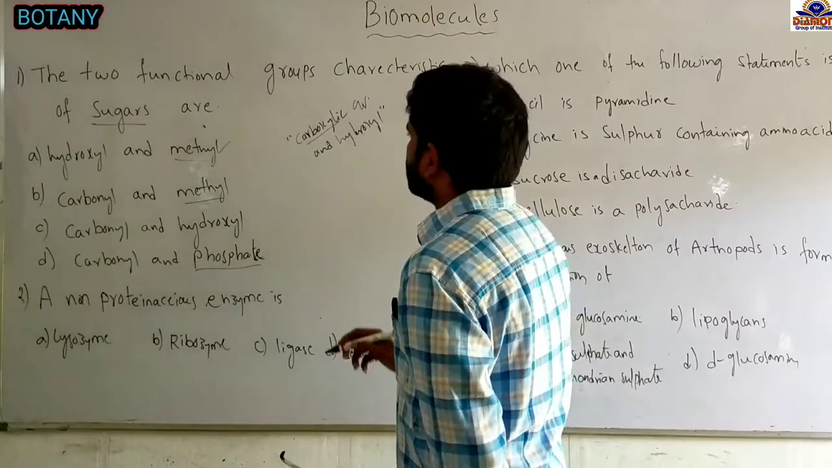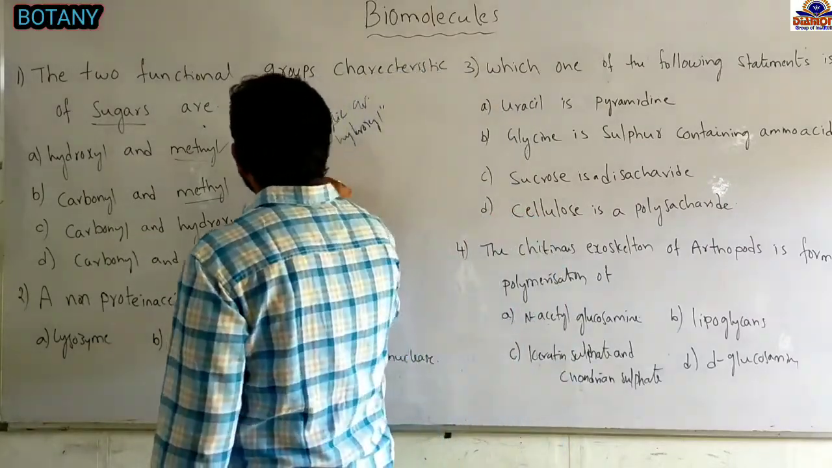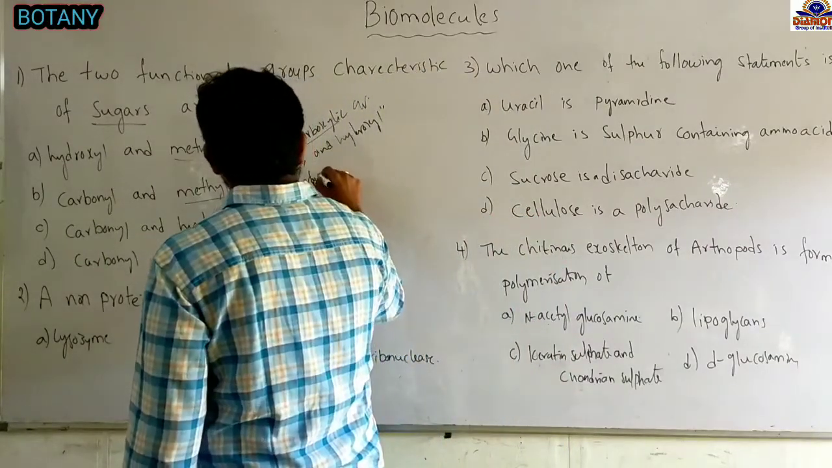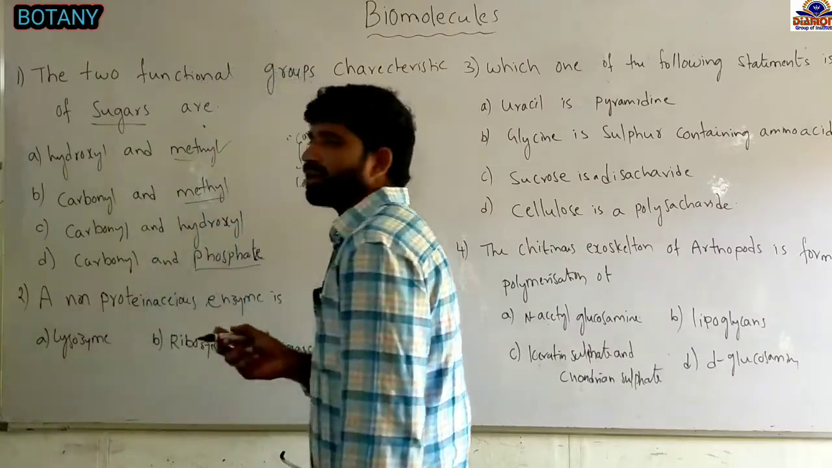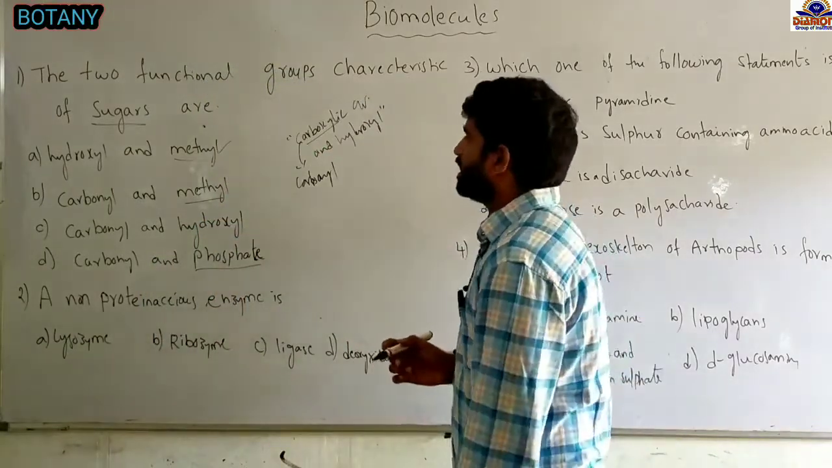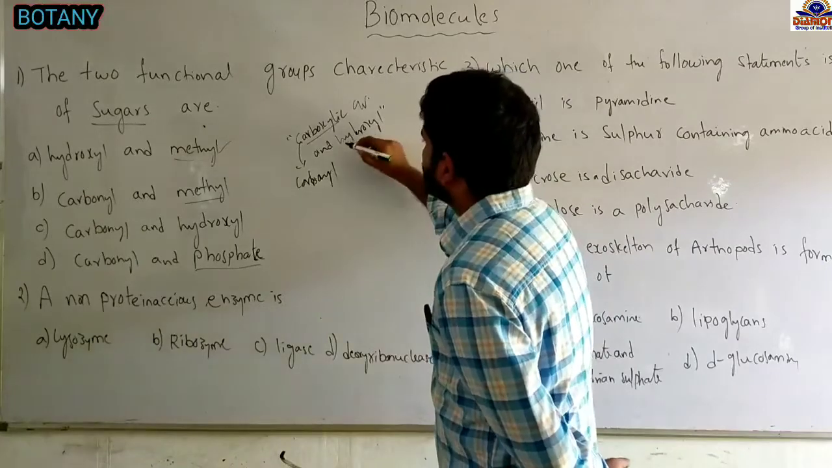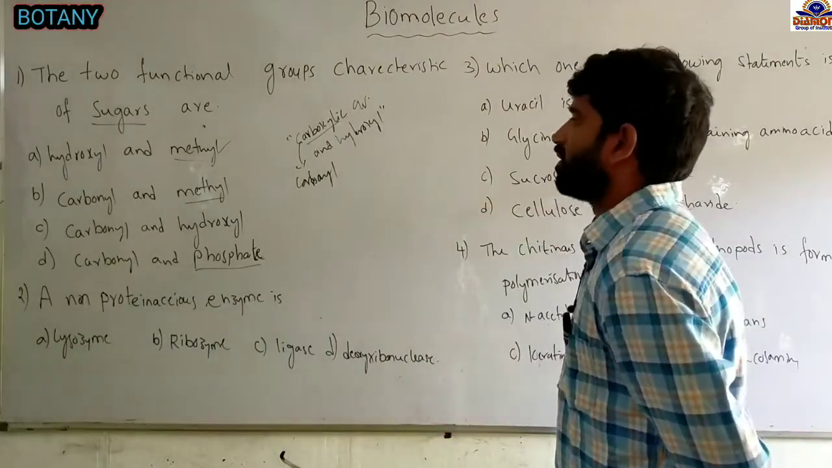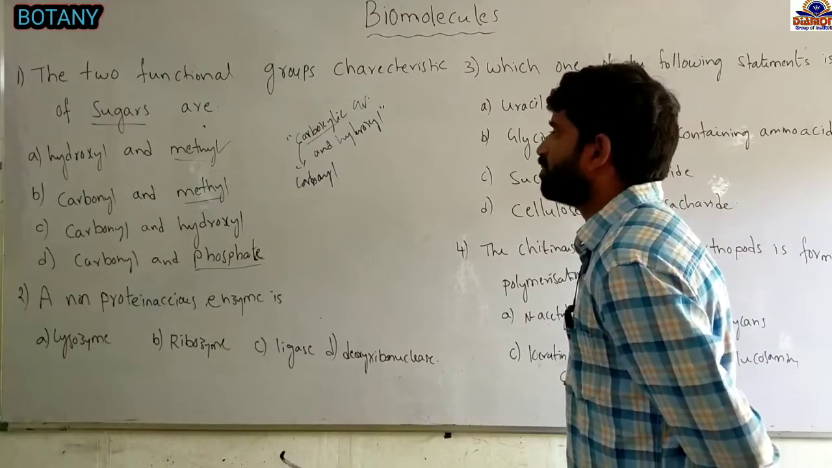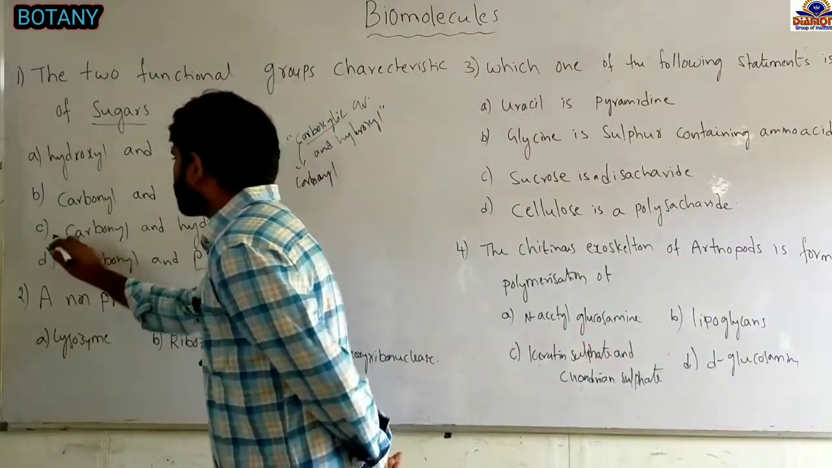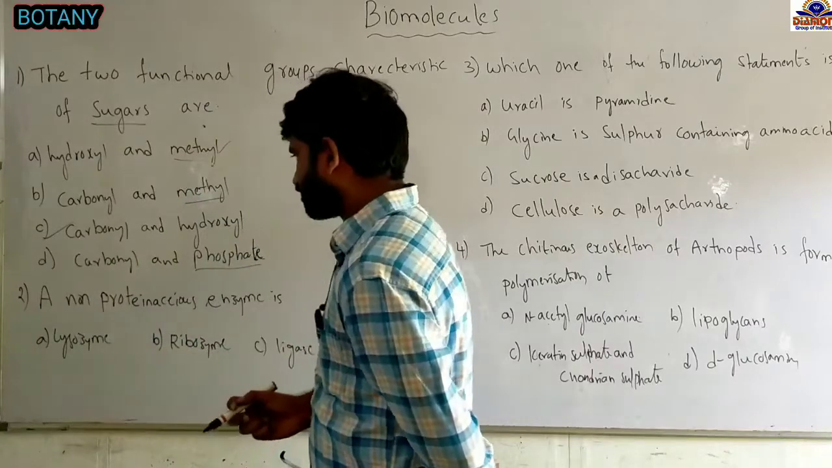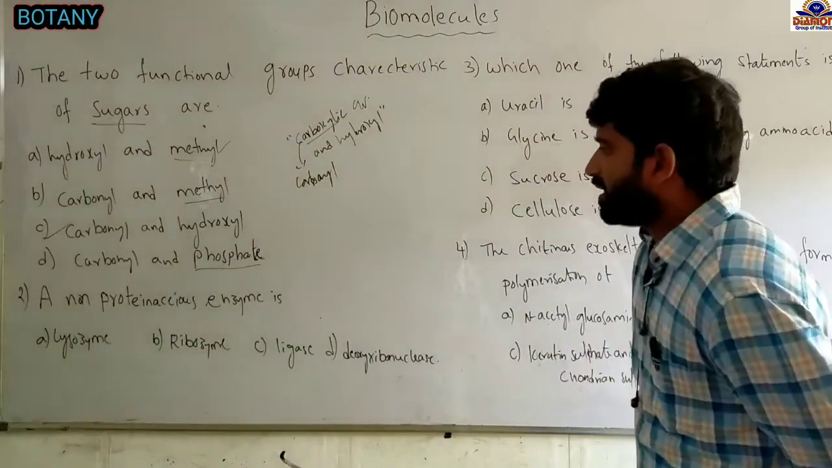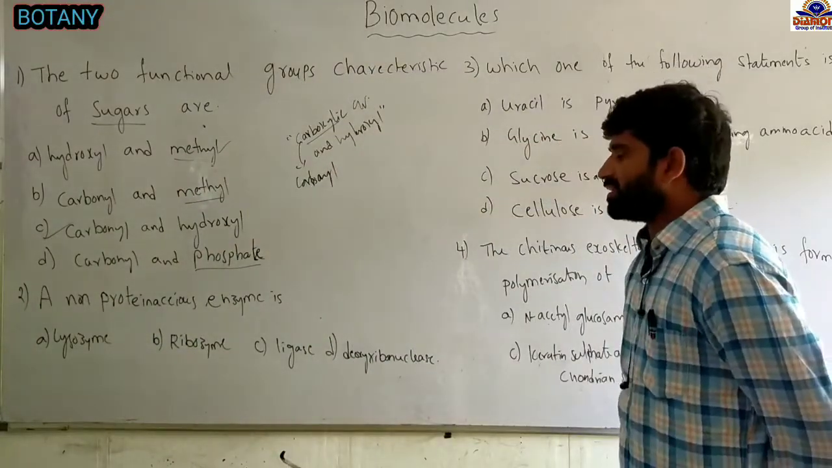Here, carbonyl groups are also called carboxylic groups, along with hydroxyl groups. So these are the functional groups of sugars: carbonyl and hydroxyl groups. Answer is C.